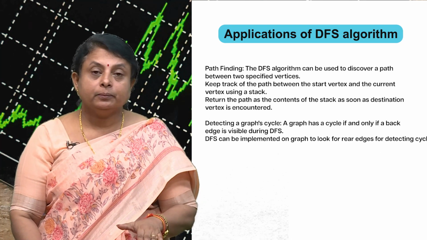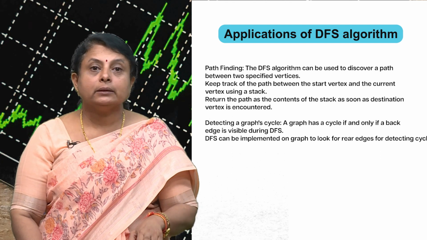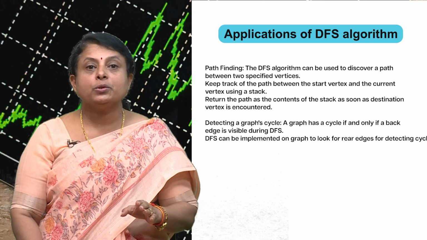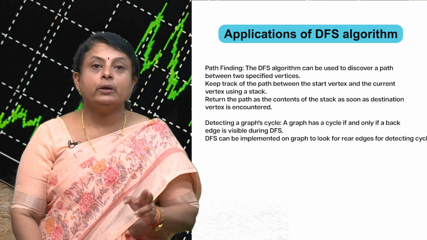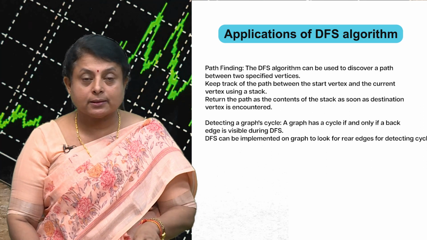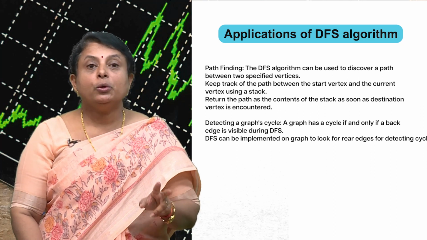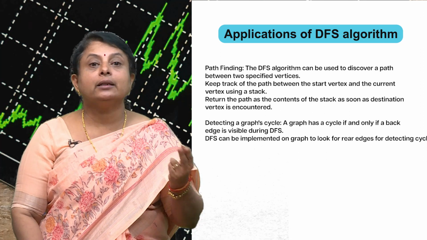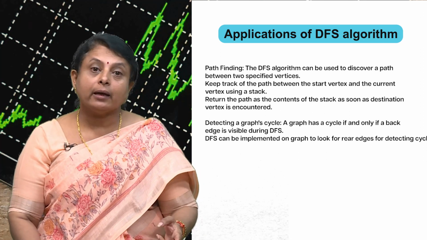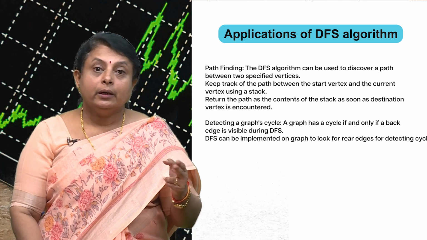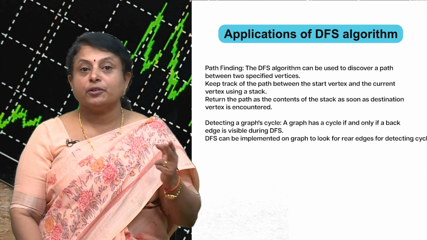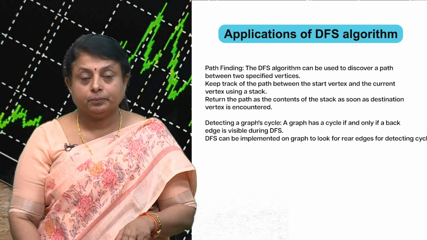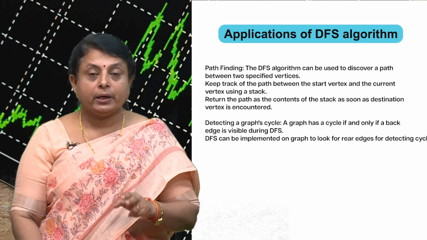Second application is path finding. The DFS algorithm can be used to discover a path between two specified vertices. It can be used to keep track of the path between the start vertex and the current vertex using a stack. Return a path as the contents of the stack as soon as the destination vertex is encountered. Hence, the path can be determined.